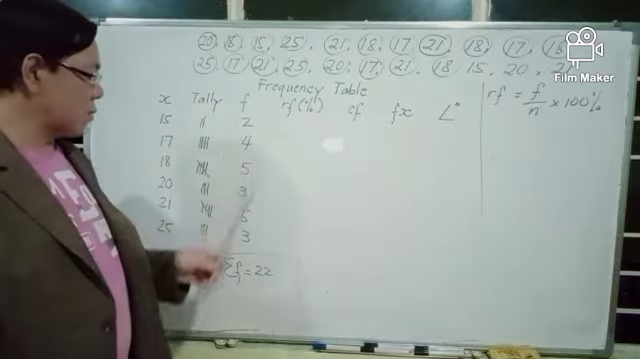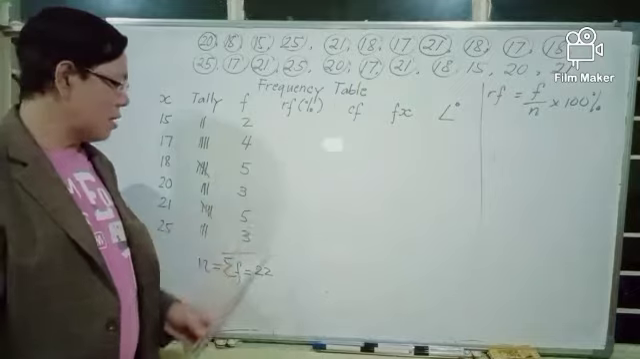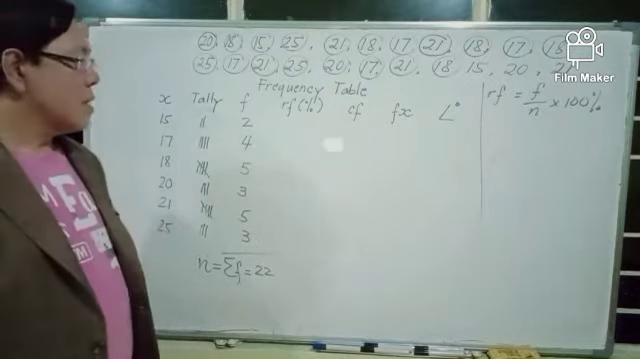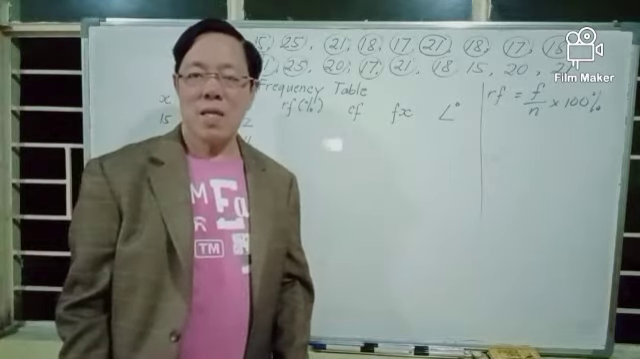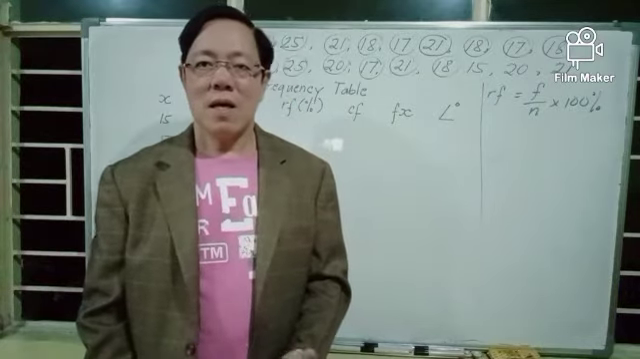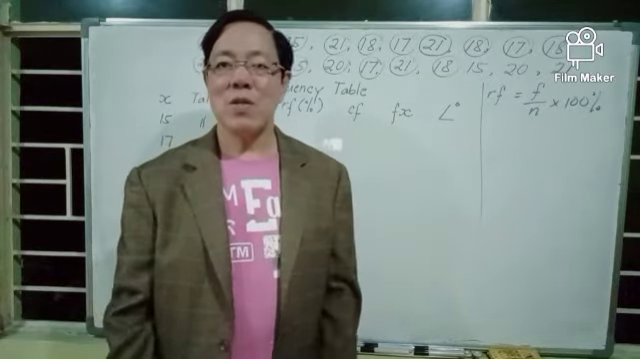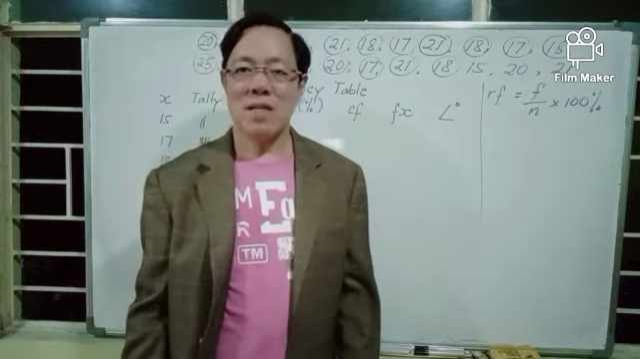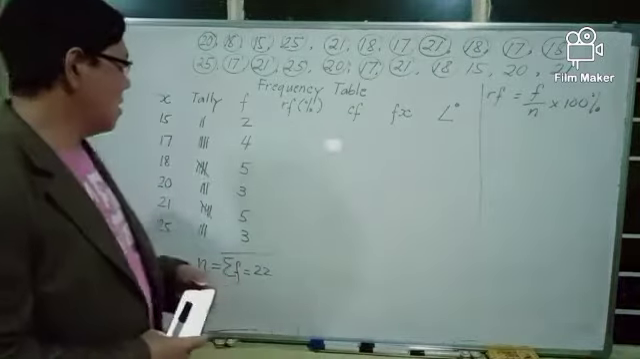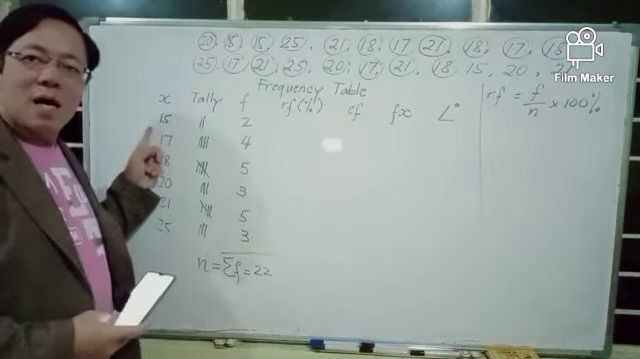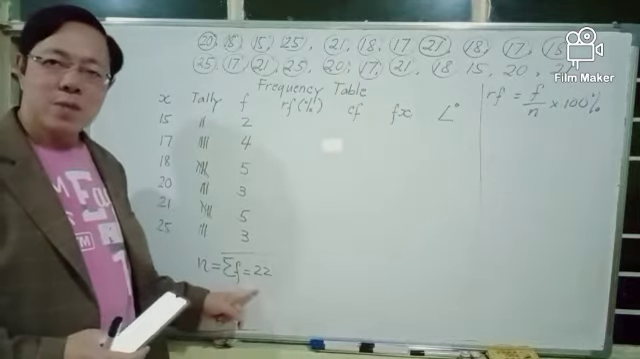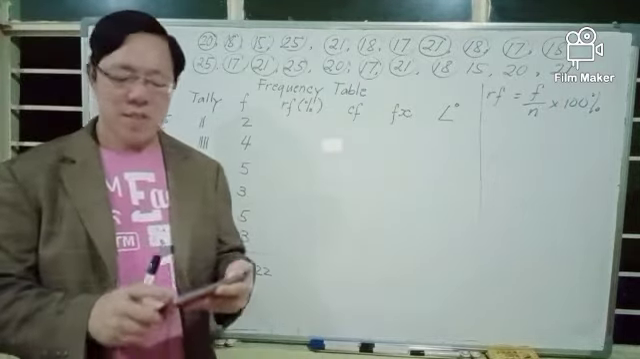We divide 2 by 22 and multiply by 100%. And if you get an answer of a decimal number, you round off your answer to 2 decimal places, and a calculator would be very useful for calculating relative frequencies. Compute the relative frequency of 15, which has a frequency of 2: divide 2 by 22 and multiply by 100%.